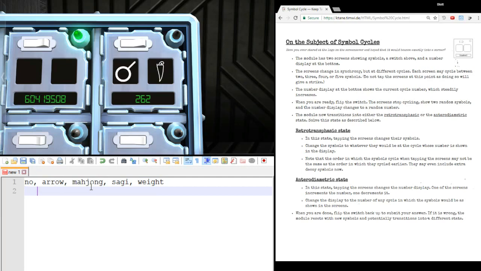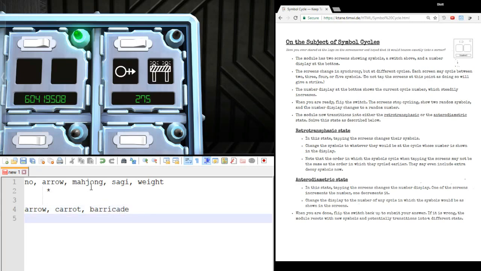260 was what I called Arrow, which is a horrible name for that one, by the way, but that's what I called it. Right side, we have Arrow, Carrot, Barricade. That's 3. We need a multiple of 3.